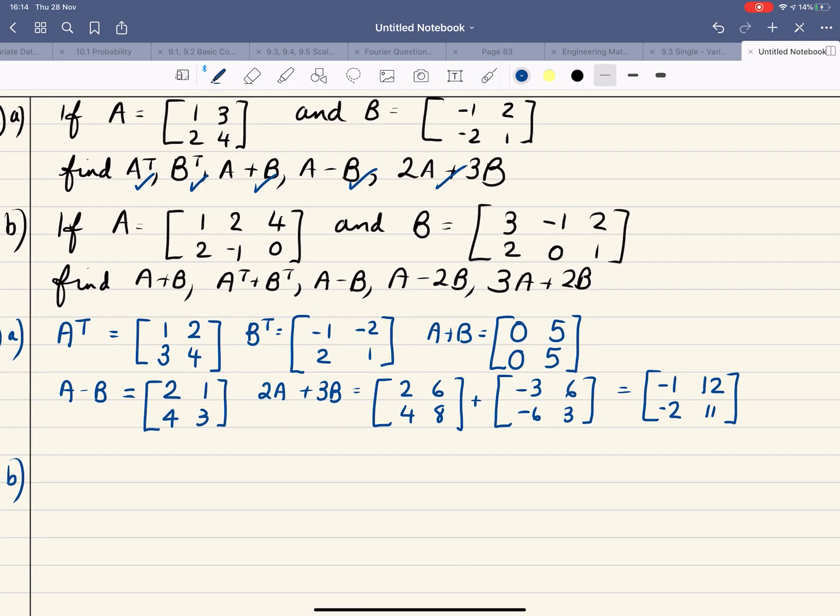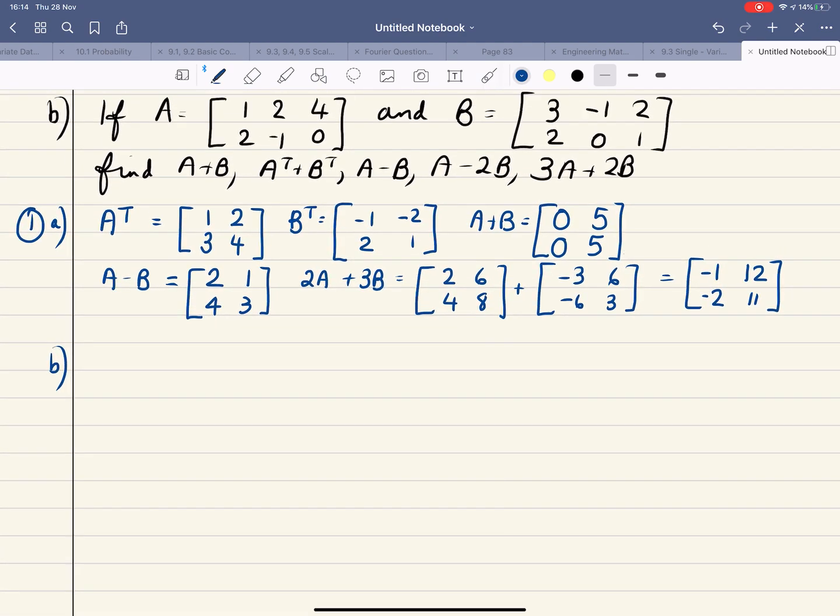What's this? Different order now. Okay. A plus B. So, top left, 1 plus 3, 4. Bottom left, 2 plus 2, 4. Top middle, 2 plus minus 1. Bottom middle, minus 1 plus nothing. Top right, 4 plus 2. Bottom right, 4 plus 1.